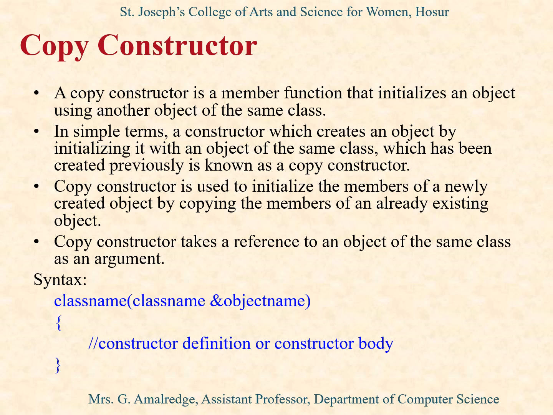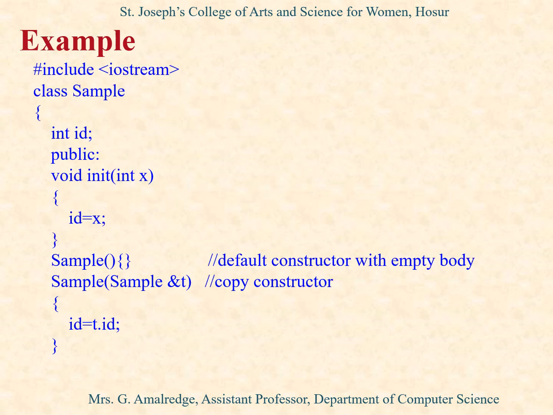Class name, in parameter list, class name and object name. Here is an example for copy constructor. In this example, we are using a class called sample. In this class, we are creating a member function init with one parameter x. That x value is assigned to the variable id. And we are creating a constructor, default constructor with empty body, and one more constructor, that is copy constructor. In this copy constructor, we are assigning the value of t.id to id.